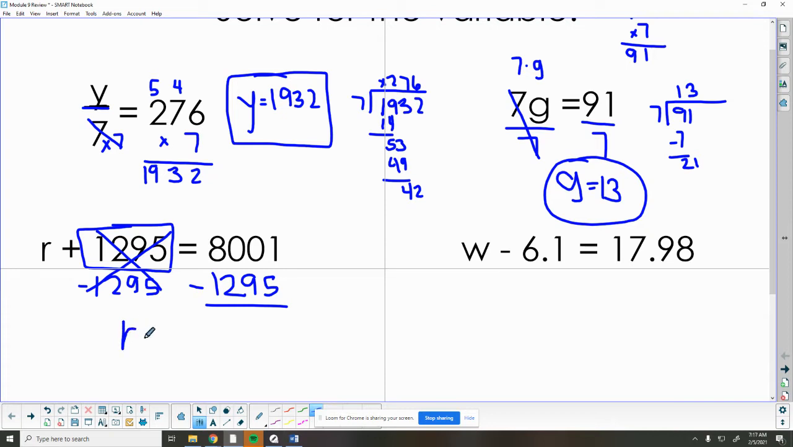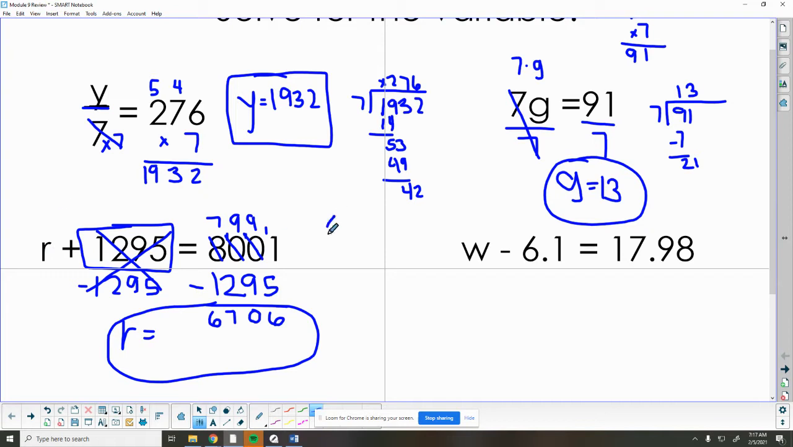So I'm just left with r equals 1 minus 5, I can't do. So I can borrow, can't borrow here, but we can here. That becomes 7. And I borrow here and it becomes 10, and I give it away and becomes 9. Now I have 10 here, borrow again, and now I have 11 minus 5. 11 minus 5 is 6. 9 minus 9 is 0. 9 minus 2 is 7, and 7 minus 1 is 6. So r equals 6,706.